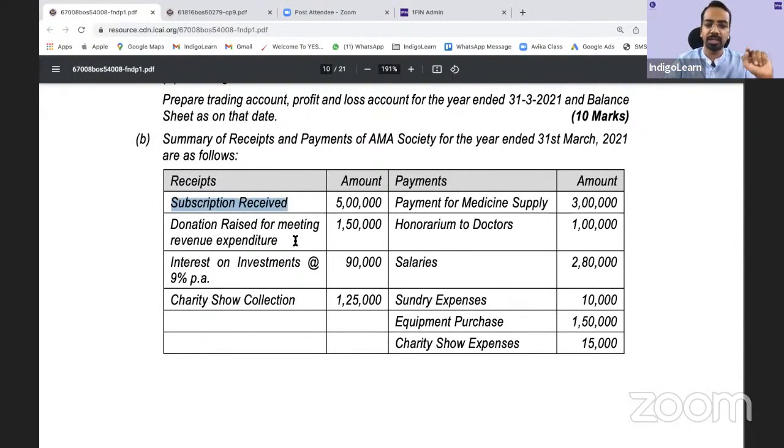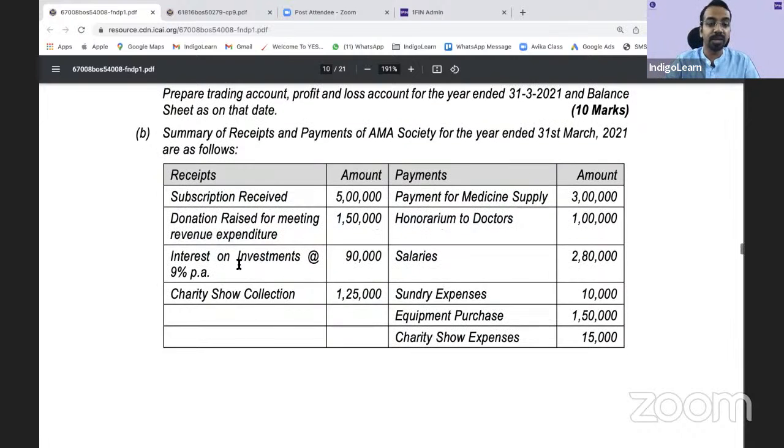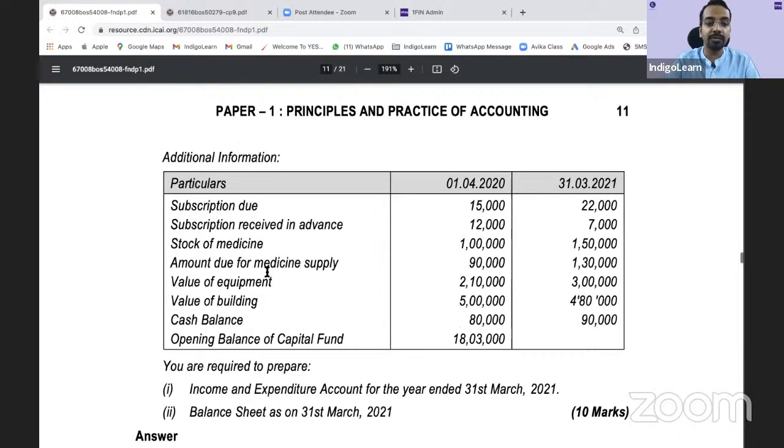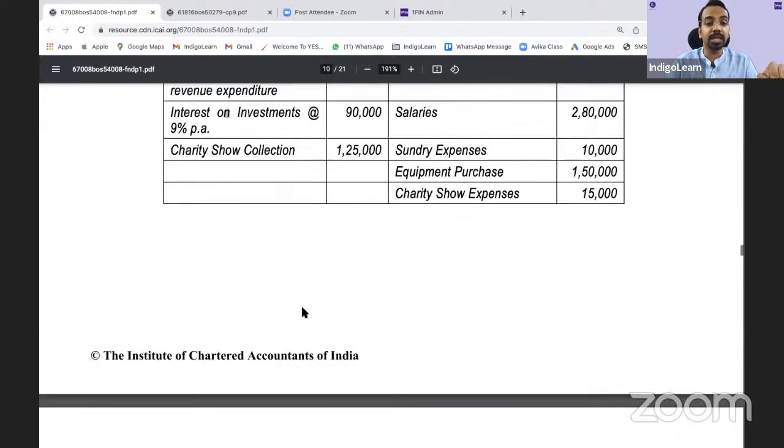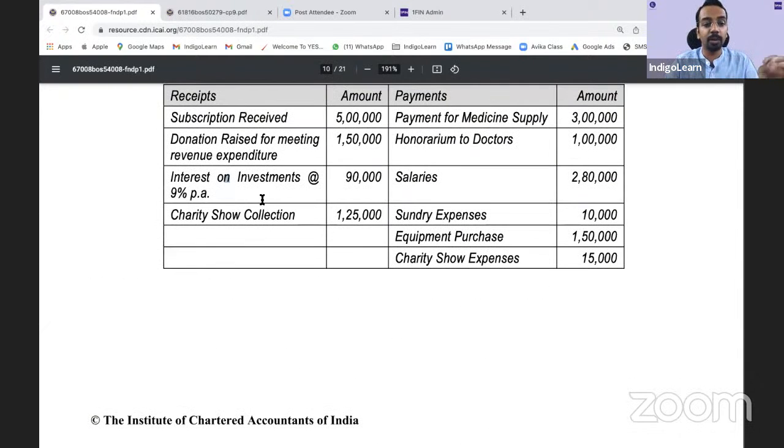Donation raised for meeting revenue expenditure, no adjustment, but since it is for meeting revenue expenditure, this will be an income side item only. Interest on investment, there is an adjustment. Why? Because we need to know what the investment value is. They have not mentioned that there is some investment here, but because there is interest income on investment, we have to see whether that forms part of it or whether there is an investment value which has to be taken to the balance sheet. Charity show, there is no adjustment.